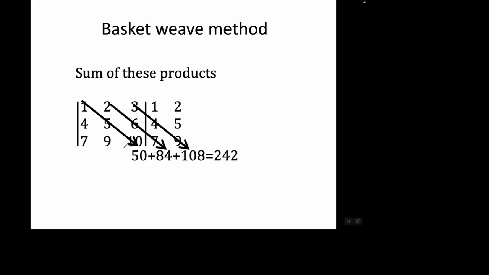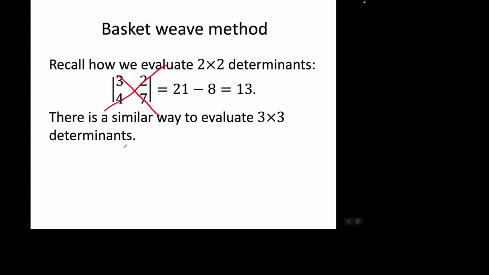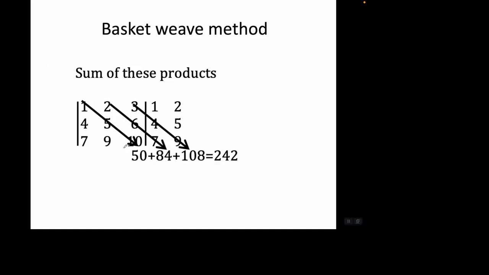Let's look at the sum of these products. So just like we did with 2 by 2 determinants, we're going to take the sum of these products. So 1 times 5 times 10 is 50. 2 times 6 times 7 is 84. 3 times 4 times 9 is 108. And we just add those up and get 242.